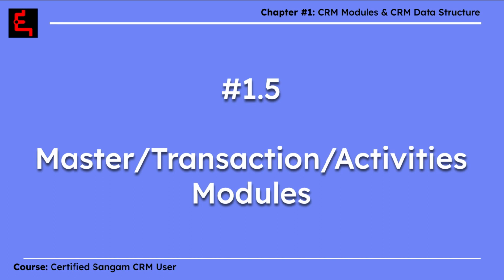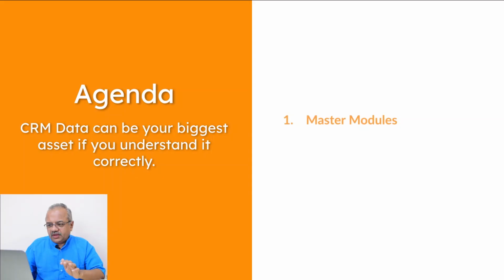The data in the CRM can be divided into three categories: masters, transactions, and activities. In this video, we will have a deep understanding of what type of data goes into masters, what goes into transactions, and what goes into activities, and how all these are related to each other. If you're able to understand the CRM data properly, meaning its structure, then you will be able to utilize the CRM and its data to the maximum.